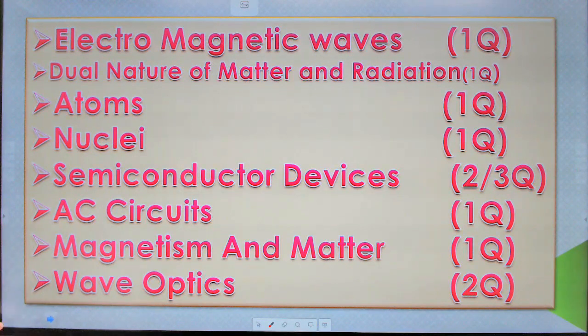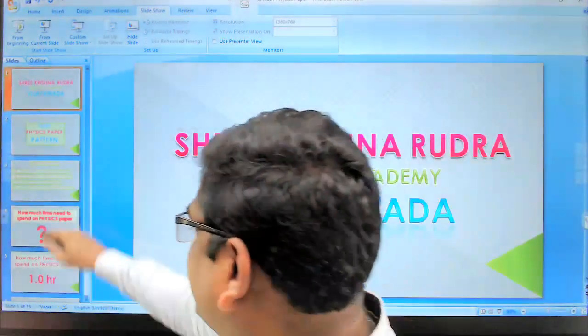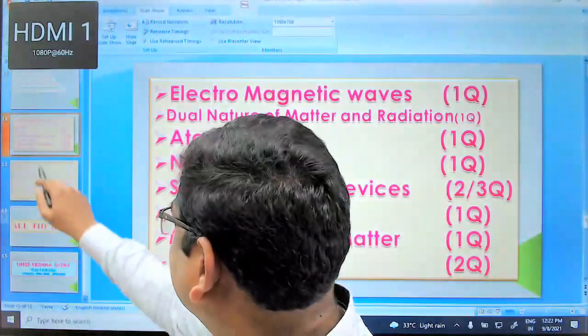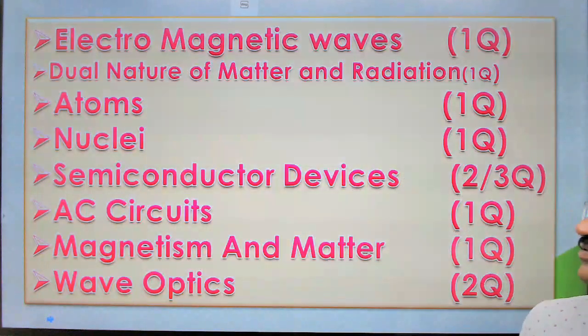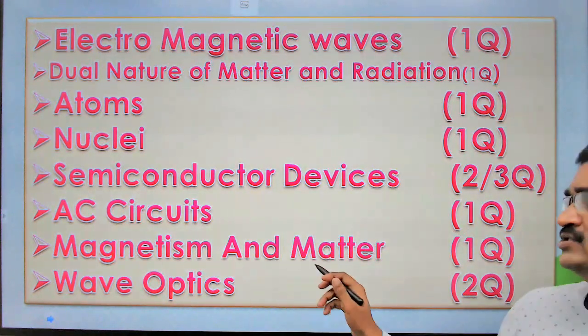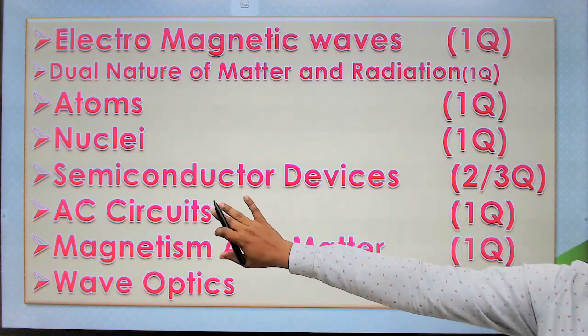Next, what are the basic important chapters that you can revise within 2 to 3 hours? First, try to revise these chapters. What are those chapters? EMI, dual nature, atoms, nuclei, semiconductor devices, AC circuits, magnetism and matter, wave optics. These are the first priority topics in class 12, or second year. You have to prioritize these chapters first.